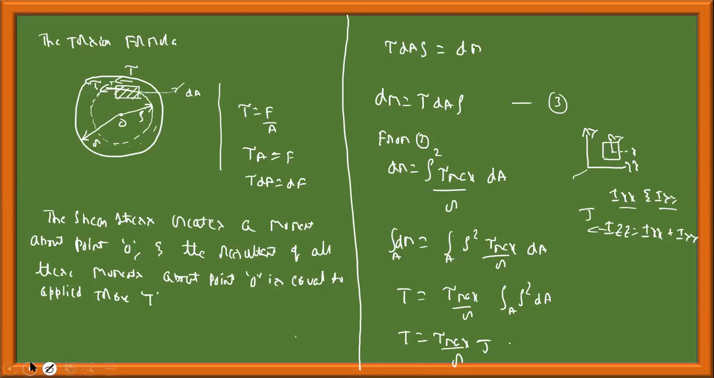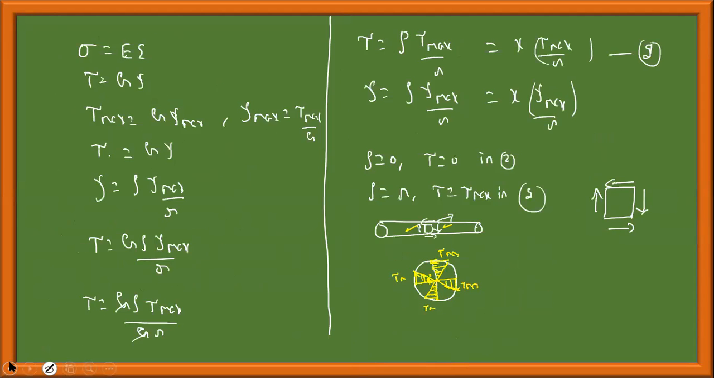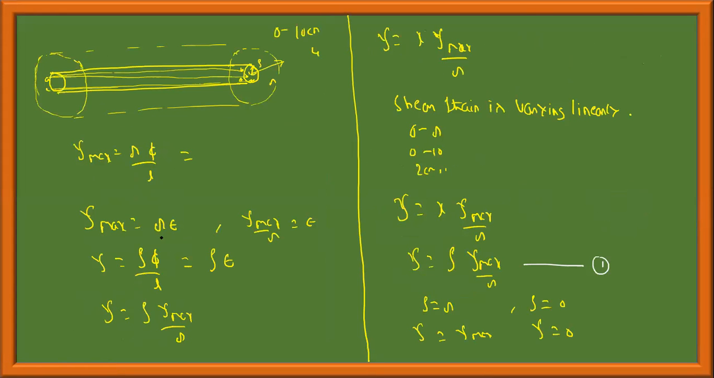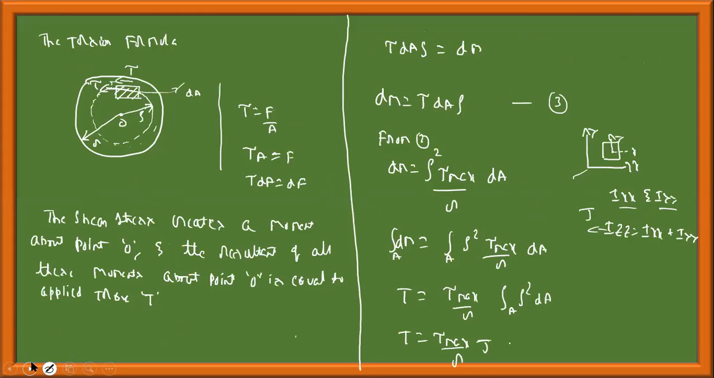After saying this, we know that what we have written here: tau max is equal to G into gamma max, and gamma max we got as R into theta. So tau max is equal to G into gamma max, that is, tau max is equal to G into R theta.